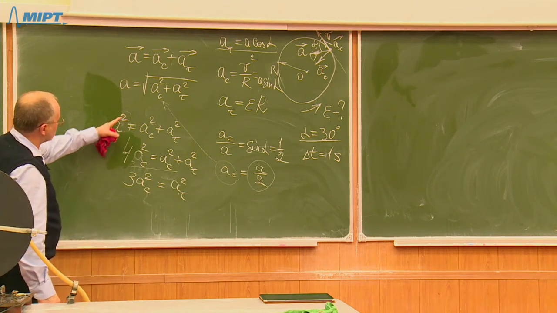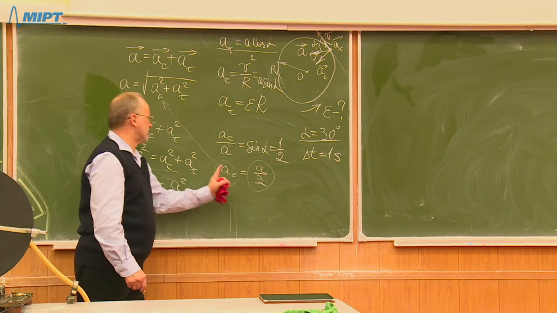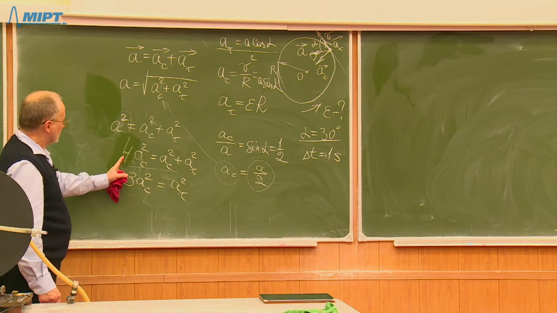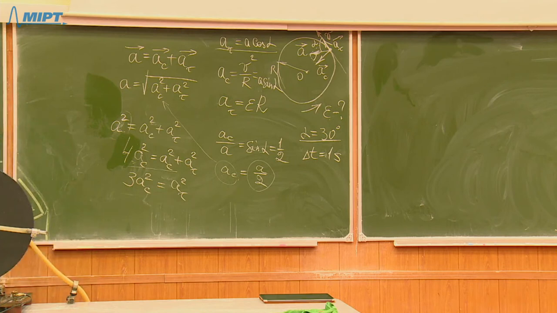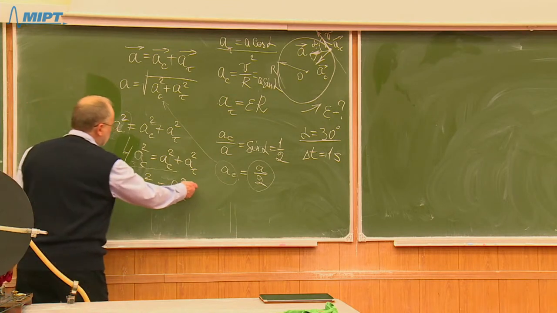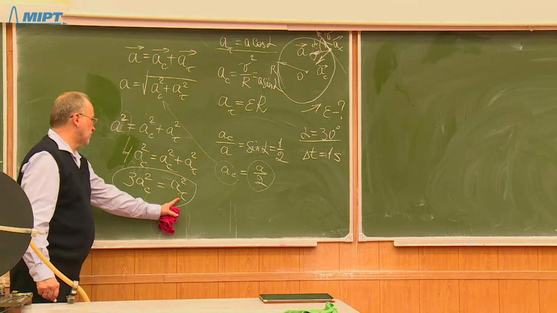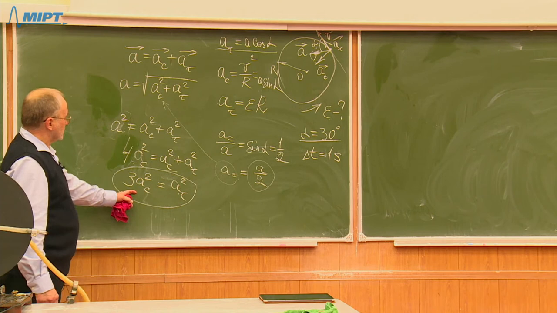That is a squared, and a equals 2 centripetal accelerations, 2. 2 squared will be 4. 4 minus 1, 3. That's, now everything is OK. So now based on this relationship between centripetal acceleration and tangential acceleration, we can solve this problem. We can solve it easily.